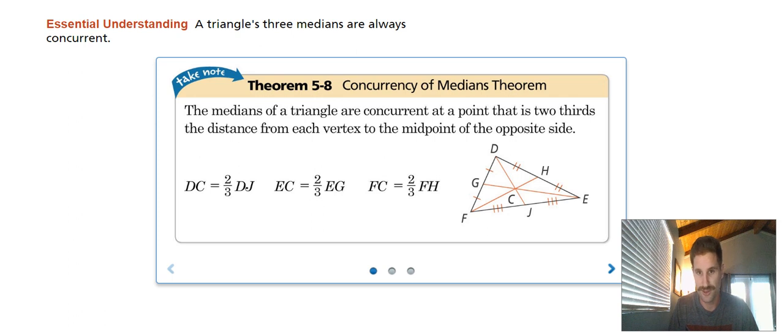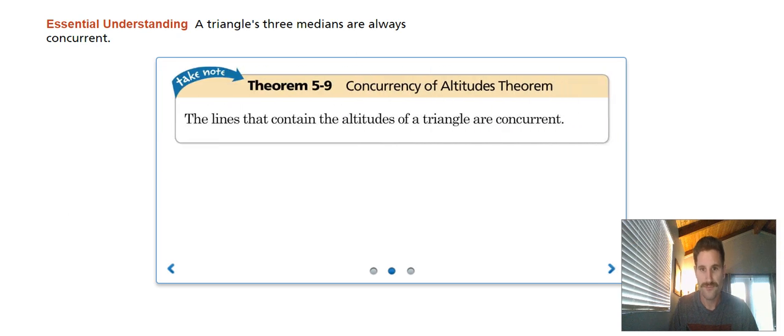The medians of triangles are concurrent, meaning they will meet at a point, in this case point C, and it's 2/3 the distance from each vertex. So if you look at this one right here, FC is going from the vertex to the point of concurrency. This is going to be 2/3 of the entire segment. So that makes it easy for us to see how that works. Let's go ahead and take a look at our next piece. Again, you didn't have to write any of this down yet. I'll tell you what you need to write down.